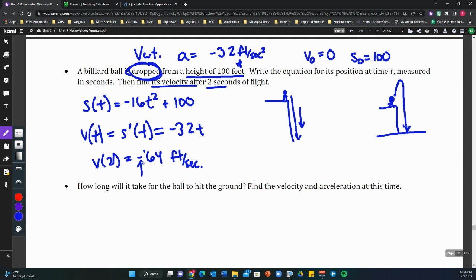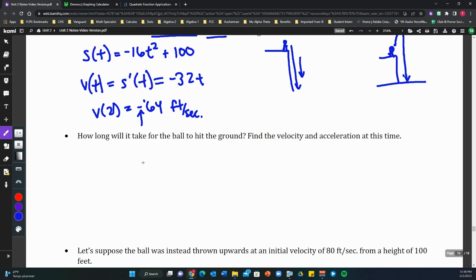Now, for the second part here, I want to know how long it will take for that billiard ball to hit the ground. Saying something hits the ground is like saying its position is equal to 0. So I need to set the position function equal to 0 and solve that equation. I have a good old quadratic equation, but the linear term is missing. If you remember, when the linear term of a quadratic is missing, that means we can try to solve this using square roots by isolating the quadratic term. So I'm going to get the t squared part by itself. If I subtract 100, oh, I forgot my negative.